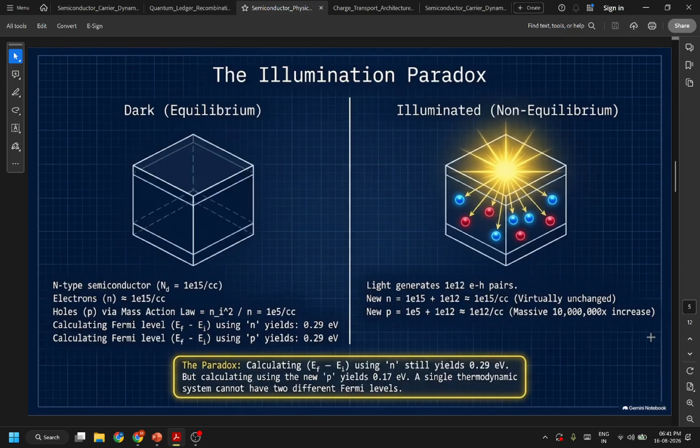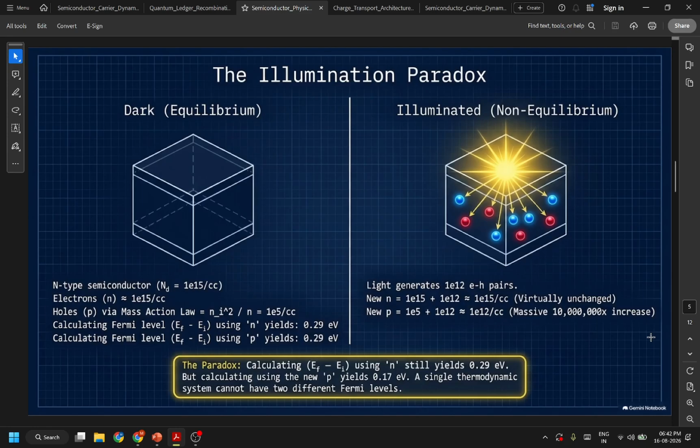Now let's say we illuminate it and the light is generating 1 into 10 power 12 electron-hole pairs. So the new n will be 1 into 10 power 15 plus 10 power 12, which remains 10 power 15, so it is virtually unchanged. And the p is 10 power 5 plus 10 power 12, which becomes 10 power 12, which is a massive increase of over 10 million.